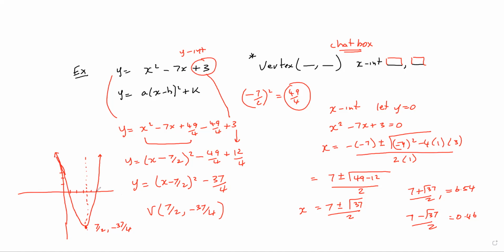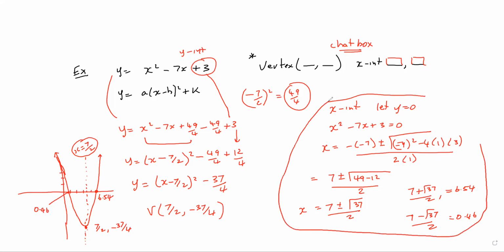Pretty bad, but you get the idea. So this here is your x-intercept, 6.54. And that's your other x-intercept there, which is 0.46. Your line of symmetry is x equals 7 on 2 here, that line, and that's your vertex. And your minimum point, minus 37 on 4 for that. So that's your x-intercept section there.